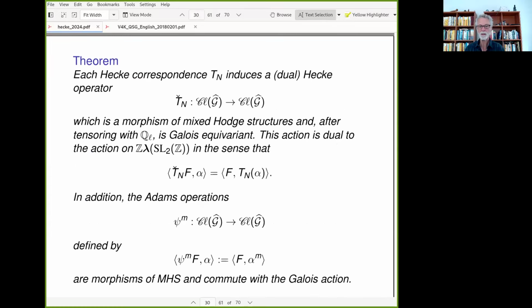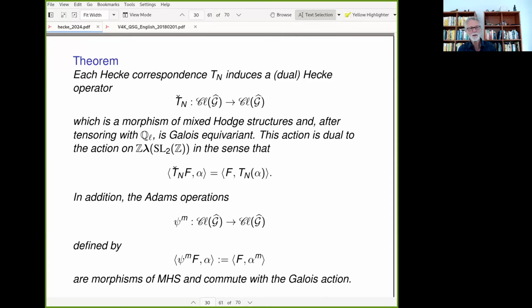Right. So I'll just state this theorem and then stop. I mean, I've got more stuff, but the theorem says that each Hecke correspondence induces a dual Hecke operator on the class functions on the big completion of SL2Z. If I took the small completion, the Hecke operators don't act. You have to go up in level partly here. There seems to be no way around that.